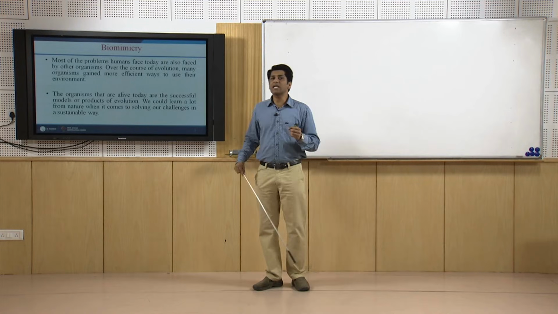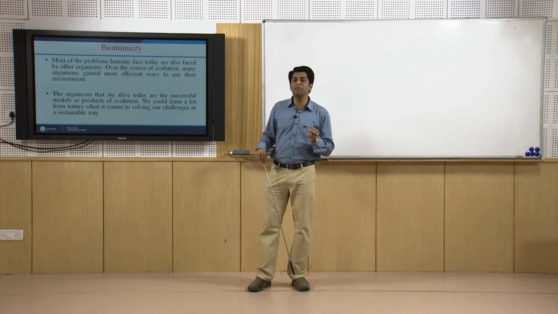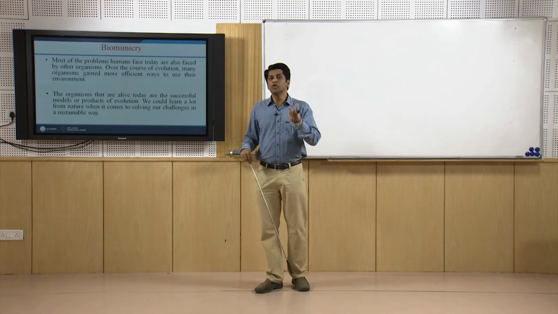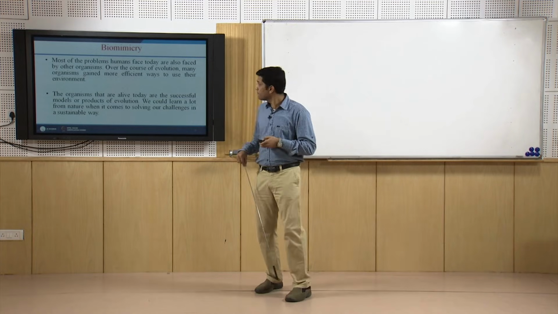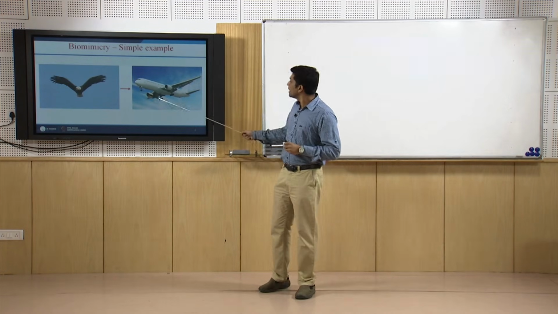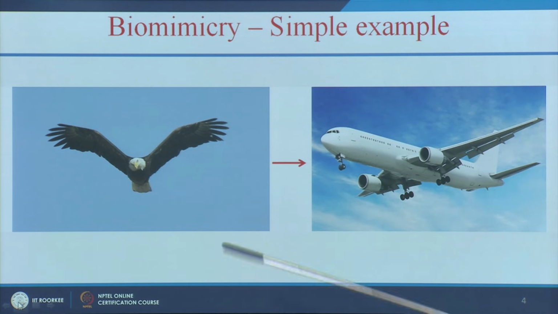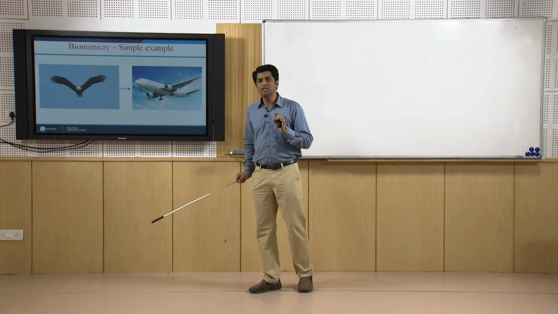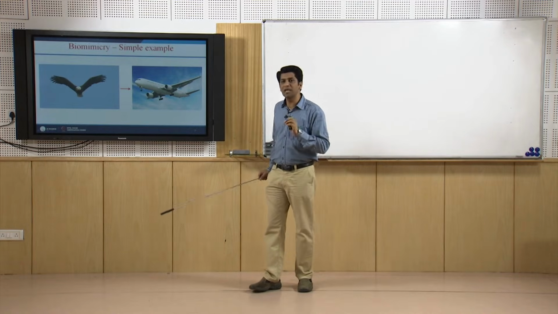So we can take an idea from nature, mimic that, and make a useful product for human beings. Okay. Let us see a simple example for biomimicry. We got the idea of the aeroplane from the bird. This is a simple idea of biomimicry, and you can understand what biomimicry is from this simple example.